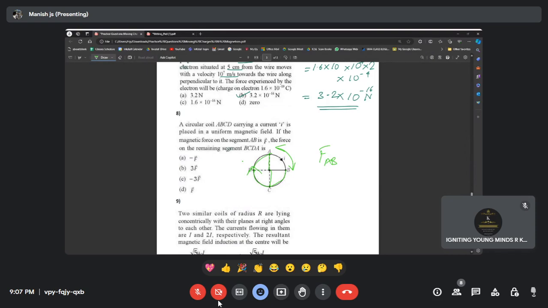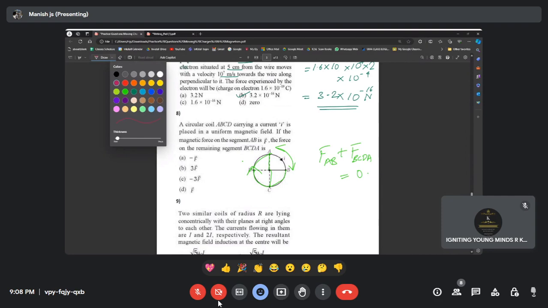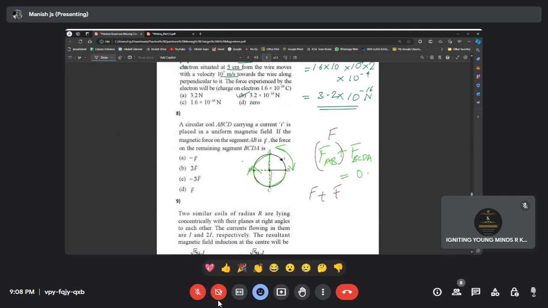So we need to understand that the total force experienced by a current carrying loop is going to be zero. The force due to AB and due to BCDA is going to be zero. Net force is zero, right? We make use of this relationship. Due to AB, we all know that the force, as per the question, is given as F. So F plus the force due to BCDA is zero. So what is BCDA?